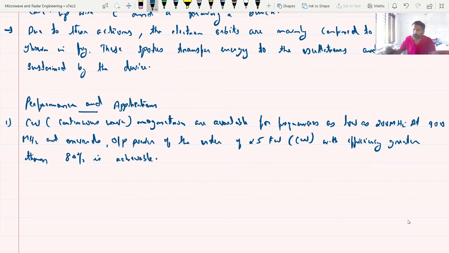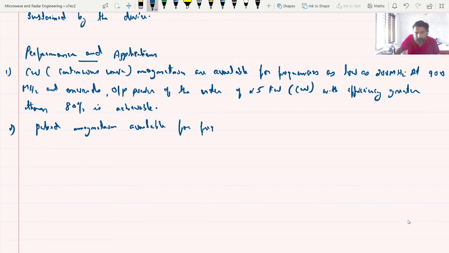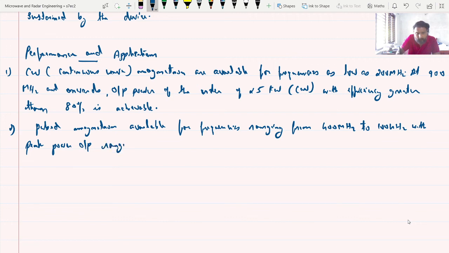Okay, that's the first performance. The second one is the pulse magnetrons are also available with a frequency ranging from 400 megahertz to 100 gigahertz, with the peak power outputs ranging from 10 to 10,000 kilowatt. Okay, that is pulsed power.